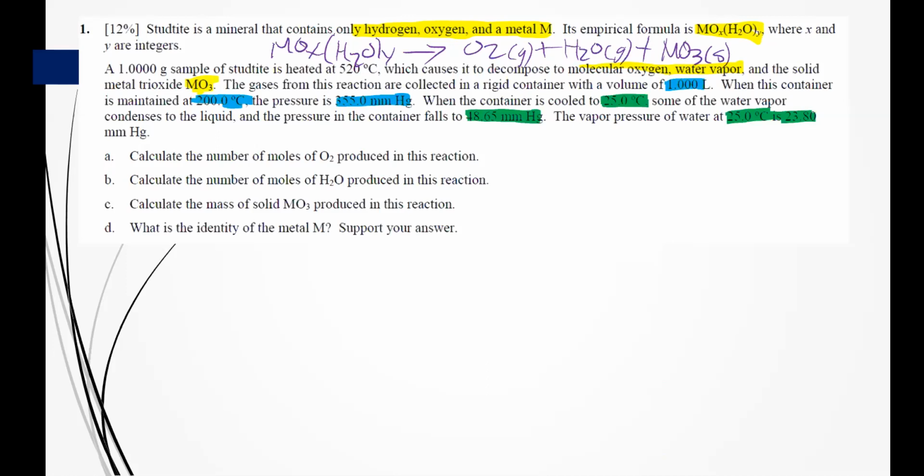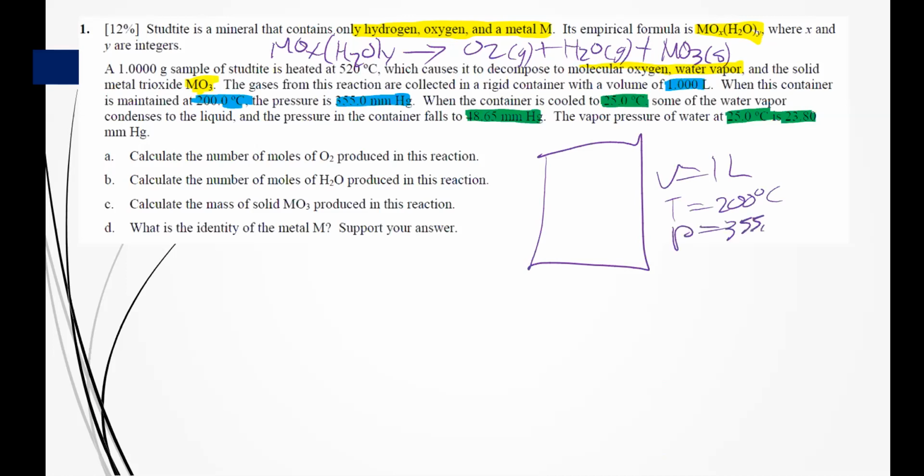So I collect it inside of a container here, which has a volume of 1 liter. And I collect it at a temperature of 200 degrees Celsius and a pressure of 355.0. Now, once we move down, our pressure falls. So we go to a volume of 1 liter still. Our temperature now is only 25 degrees Celsius. And our pressure is 48.65 millimeters of mercury.